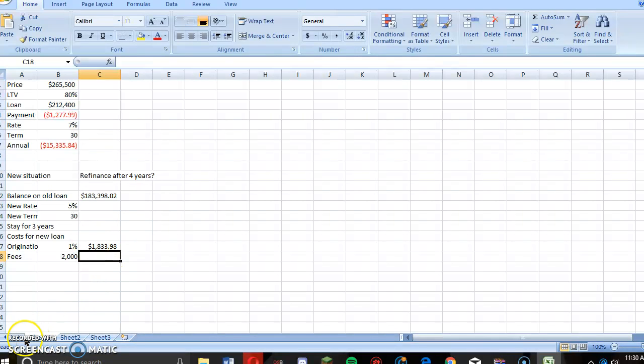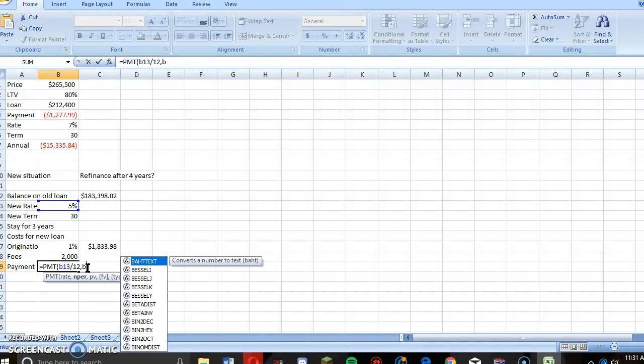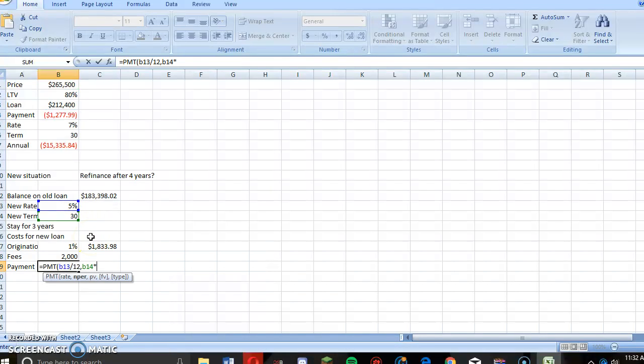Okay, and then now I want to figure out the payment, which is going to be the new rate, which is 5%, and we're going to divide that by 12. Okay, and then now we're going to do the new term, which is going to be 30, and we're going to multiply that by 12. And then now we're going to include the balance on the old loan to figure out the payment. Okay, so $980.